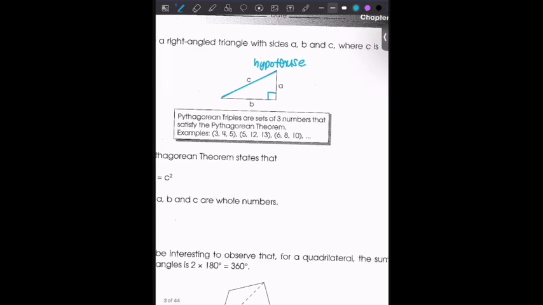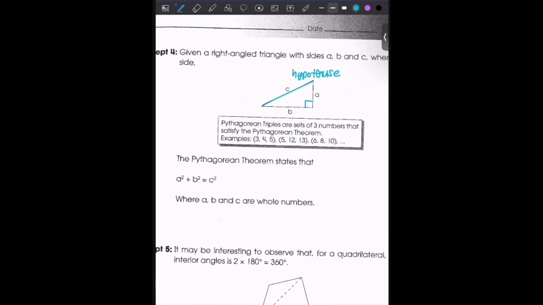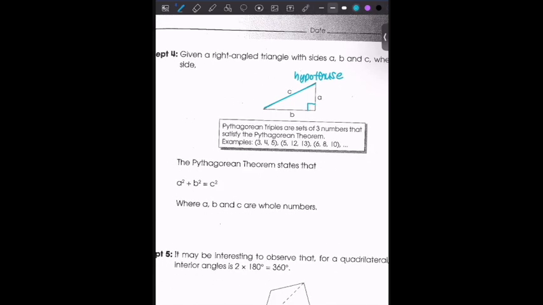And so we have something called the Pythagorean theorem. It states that C squared equals A squared plus B squared. So the hypotenuse squared must be equal to A squared plus B squared. And we can use the Pythagorean theorem only when it is a right triangle.